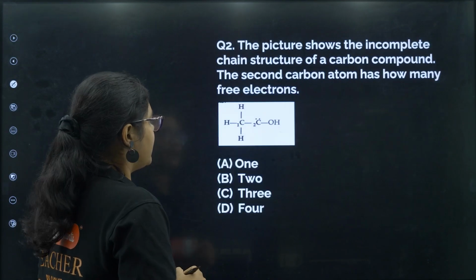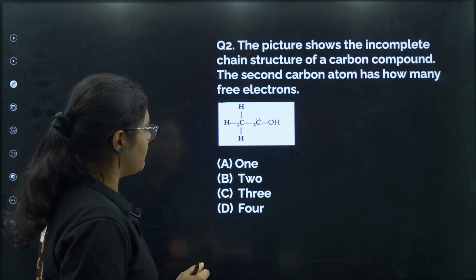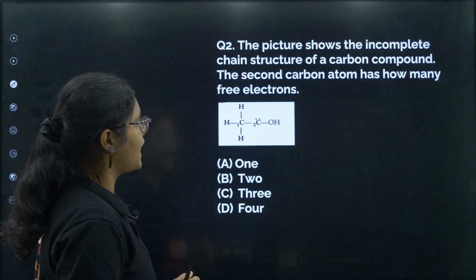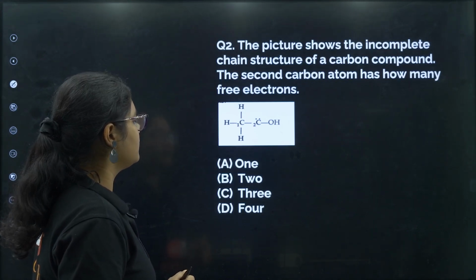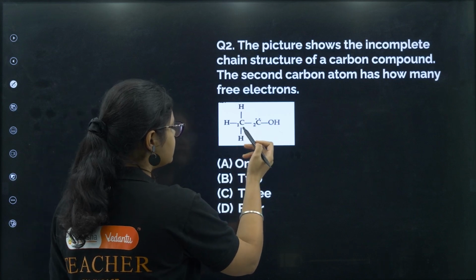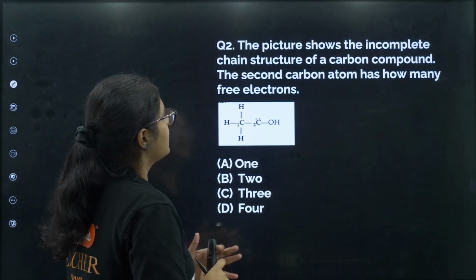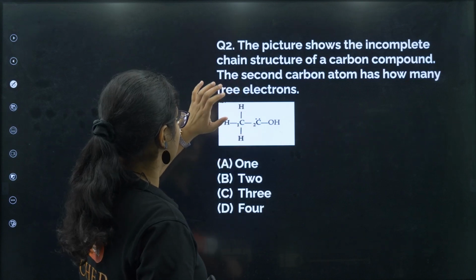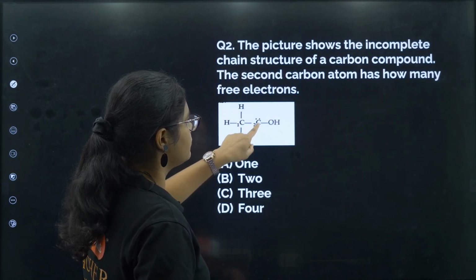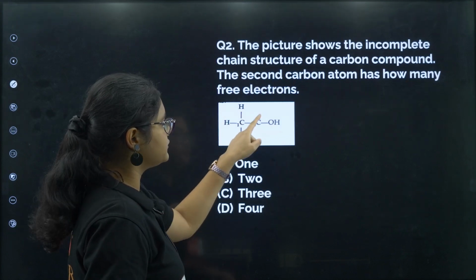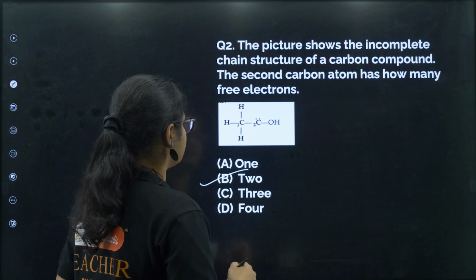Okay. Next, the picture shows the incomplete chain structure of a carbon compound. The second carbon atom has how many free electrons? Now if you see, the first carbon has formed 2 bonds, right, and 2 electrons are free here. The second carbon, C2 atom, has how many free electrons? You can see it has 2 free electrons, right? So option number B is the correct answer here.